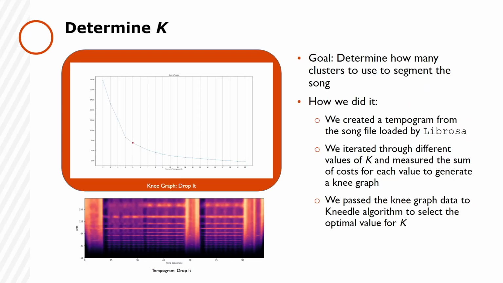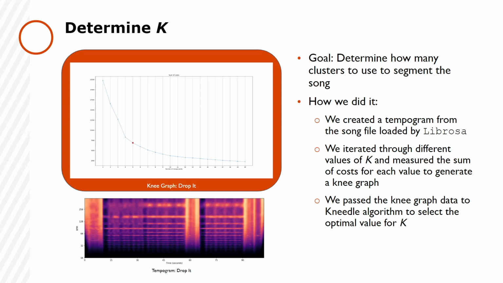Our next step is to determine K, or to determine how many clusters we are going to use to segment the song. To do this, we use Librosa to create a tempogram, and then we run the ruptures algorithm over the tempogram, and we use a sum of cost function to create a knee graph. From the knee graph, we pass that into the kneedle algorithm, and that is able to automatically select our optimal value of K.